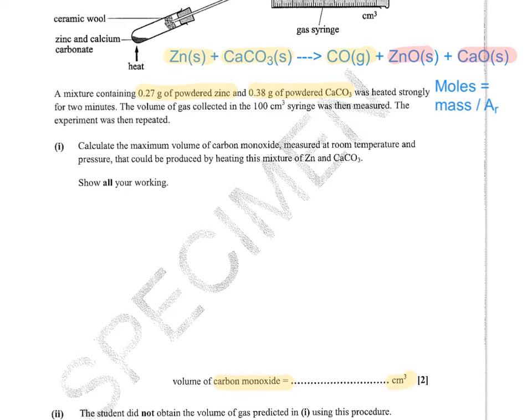So what it tells us to do is calculate the maximum volume of carbon monoxide. Not just the volume of carbon monoxide, the maximum volume of carbon monoxide, showing all our working. So what the maximum volume of carbon monoxide means is until one of the reactants is used up. So that will mean automatically that the other one will be in excess. So bear that in mind when we're doing our calculation.